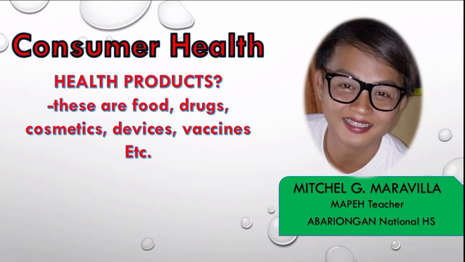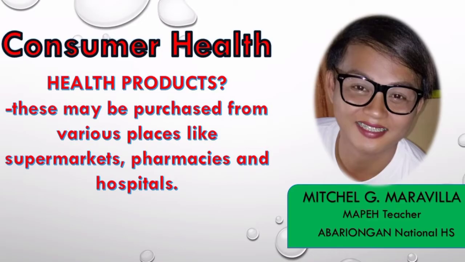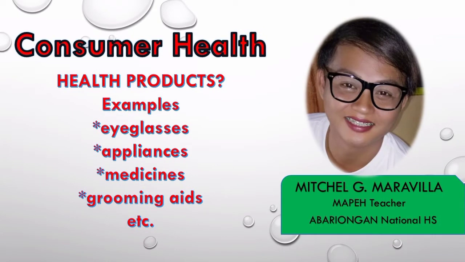Dumako naman tayo sa health products. Ano ba ang mga health products na sinasabi natin dito? These are food, drugs, cosmetics, devices, and vaccines that we use to improve our health. This may be purchased from various places like supermarkets, pharmacies, and hospitals. Halimbawa nito, these are eyeglasses, appliances, medicines, grooming aids, your toothpaste, yung mga pagkain na kinakain natin.